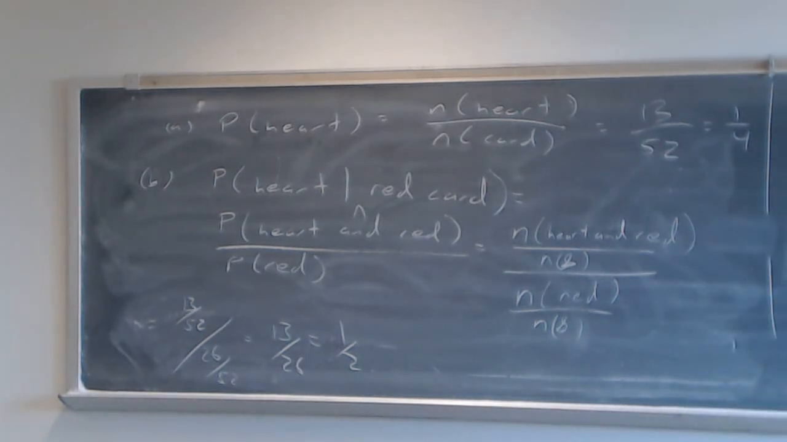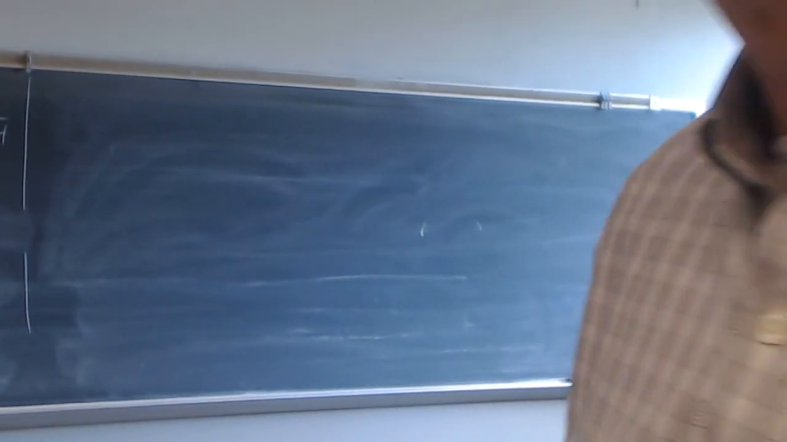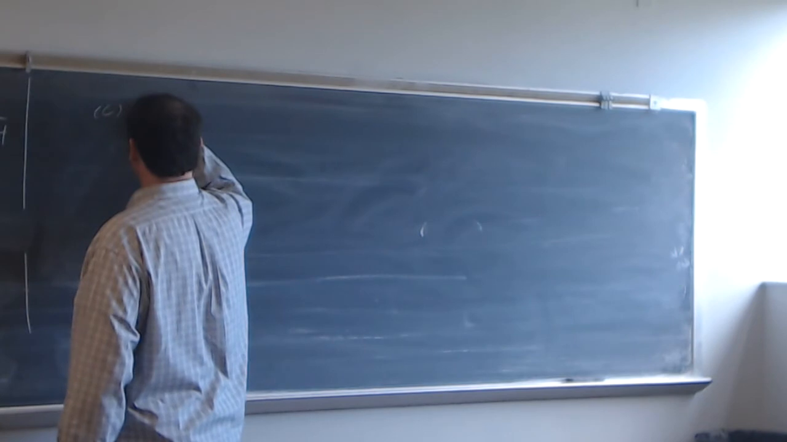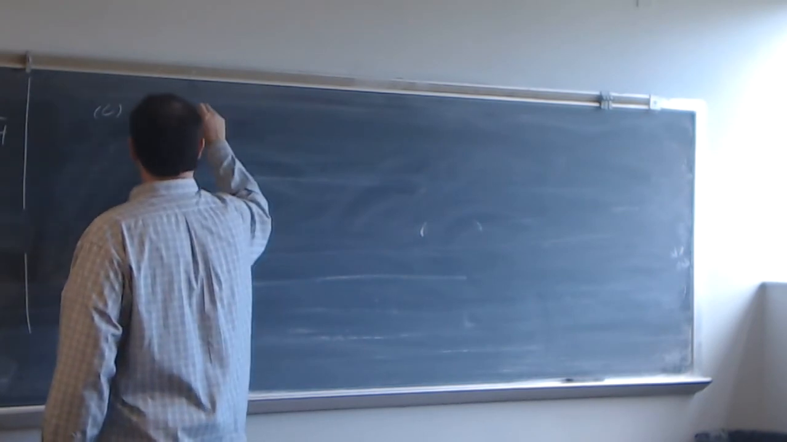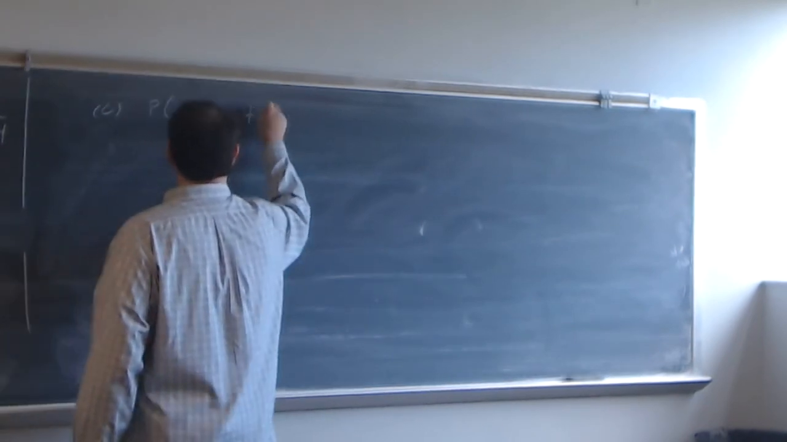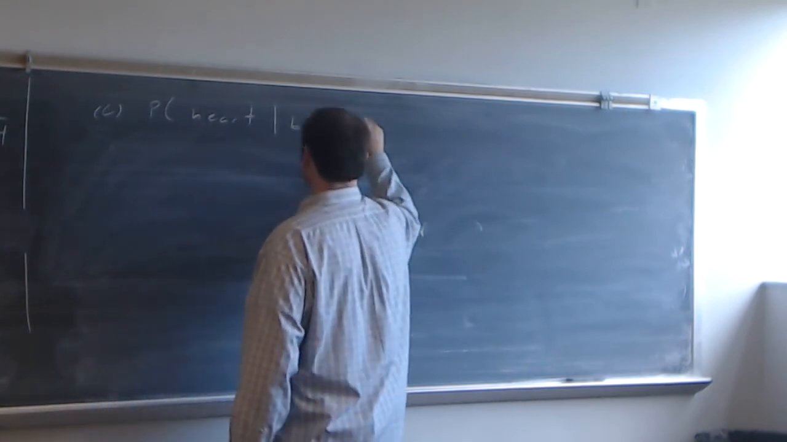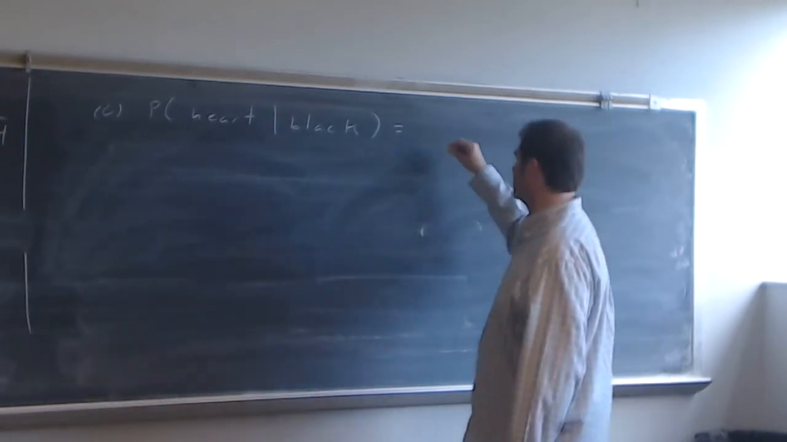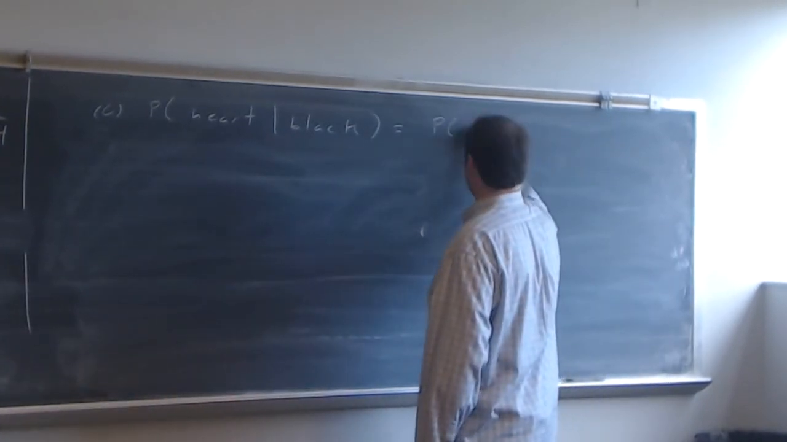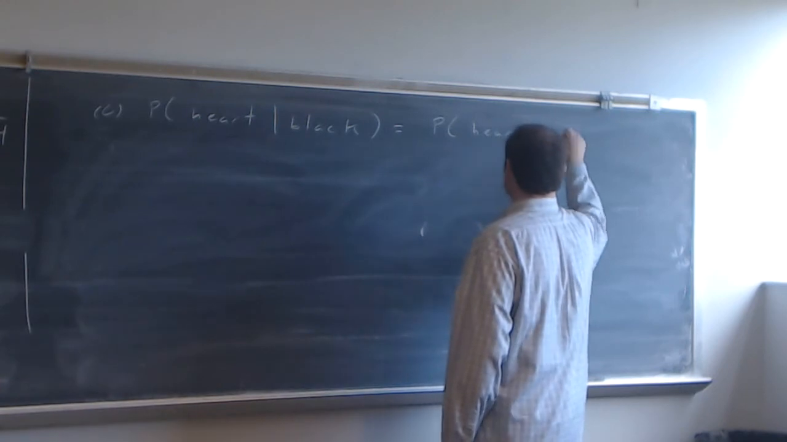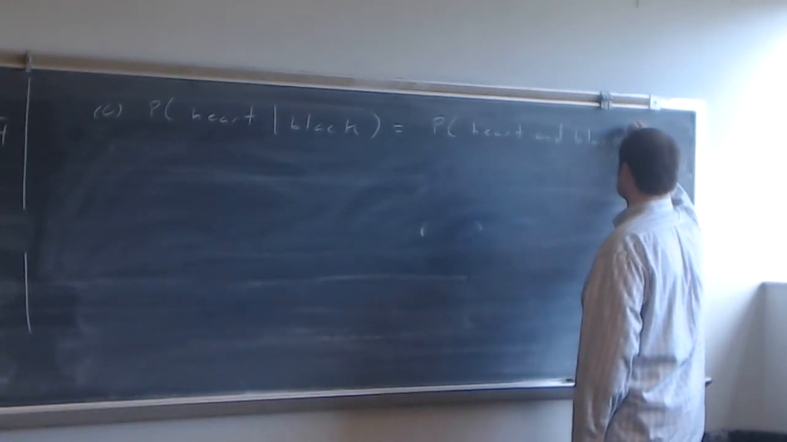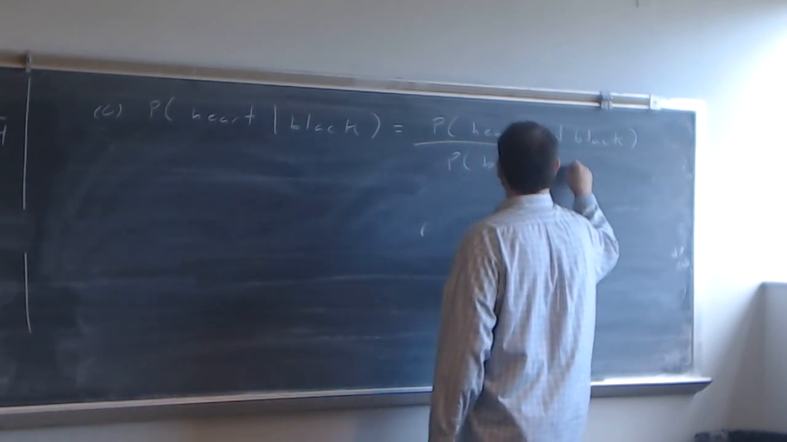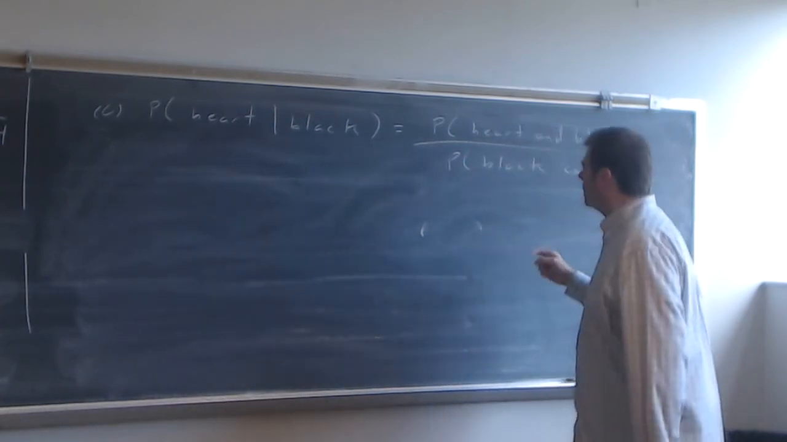Okay, the last part of this problem, part C, was to find the probability of a heart given that it's a black card. So using the definition of conditional probability, this is the probability of getting a heart and a black card over the probability of getting a black card.